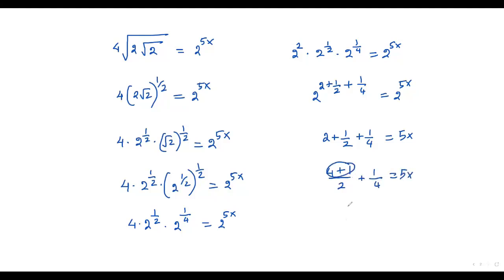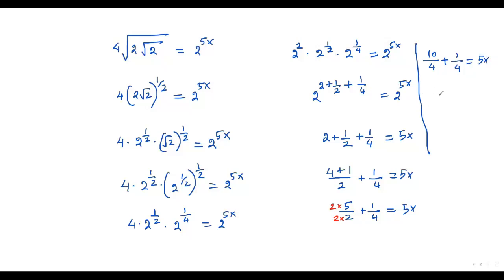So the simplification of this one is just 5/2 + 1/4 equals 5x. Here two fractions are in addition, but we don't have the same denominator. Here we have 4, here we have 2. So we can multiply the numerator and denominator of the first fraction by 2, so that the denominator will become 4. Easily I can add the two fractions. So then I'll get 2 times 5 is 10, 10/4 + 1/4 equals 5x.